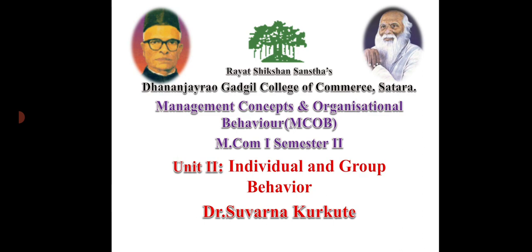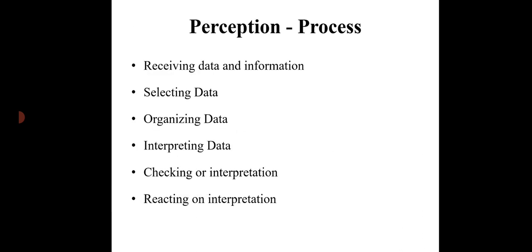So today we are going to see how this actual process of perception, understanding of a situation, your opinion, is created. So let us begin with it. The process of perception consists of 6 stages, as you can see. The first one is receiving data and information.